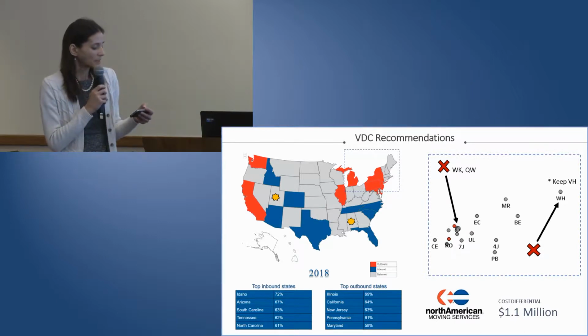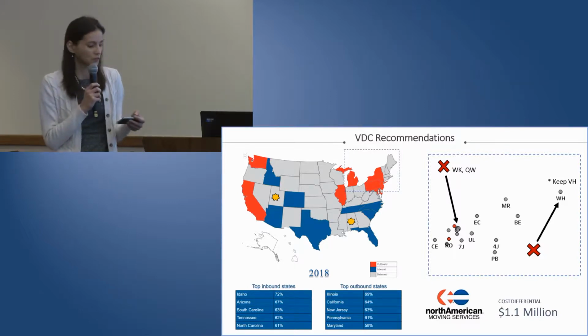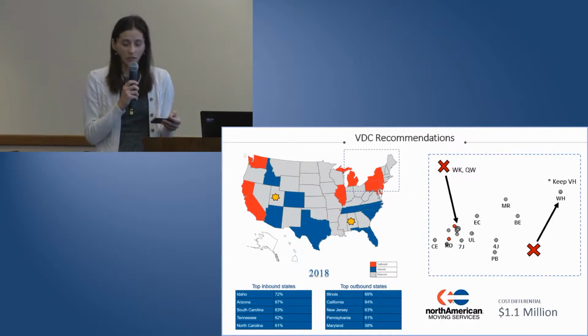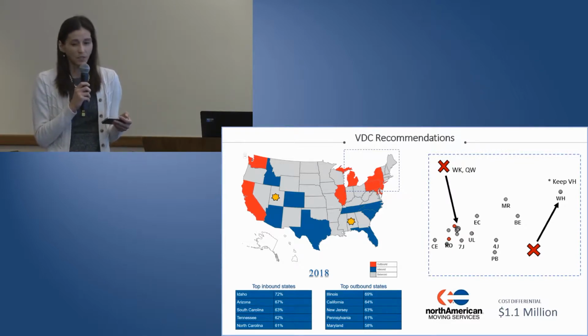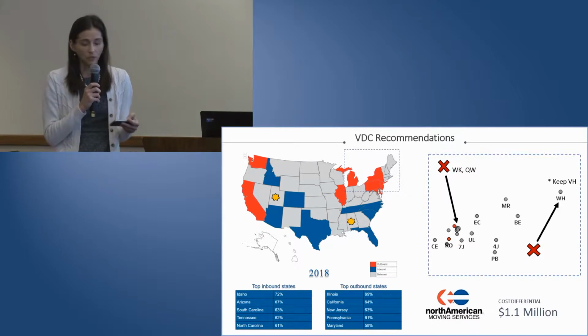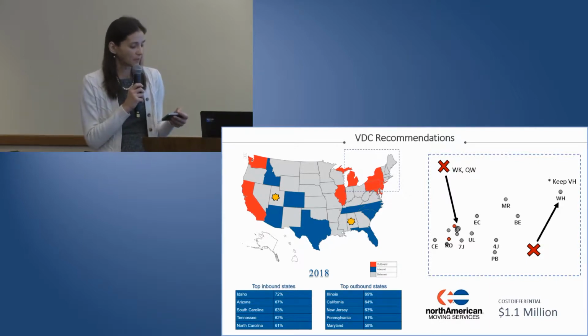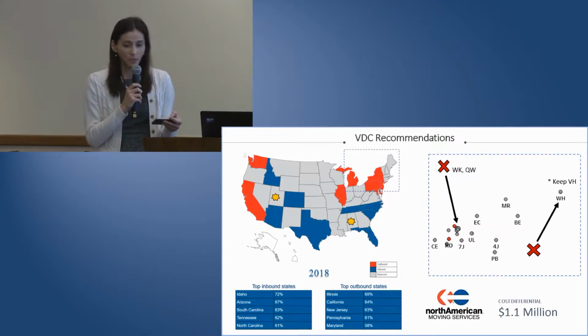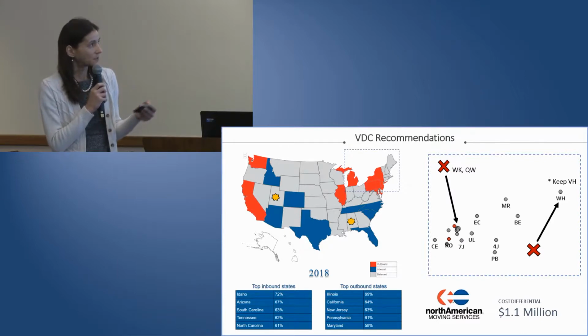This map shows states with the highest inflow in blue, while those with the highest outflow are in red. Our recommendations are based on 8 years of tracking data by the North American Moving Services. By adding VDCs in Utah and Alabama, this would position them in centralized locations that are in regions experiencing the greatest population growth. As for closing VDCs, we recommend removing 3 of them, namely WH, QW, and WK, which are in the northeastern United States and are in regions of lower projected population growth.